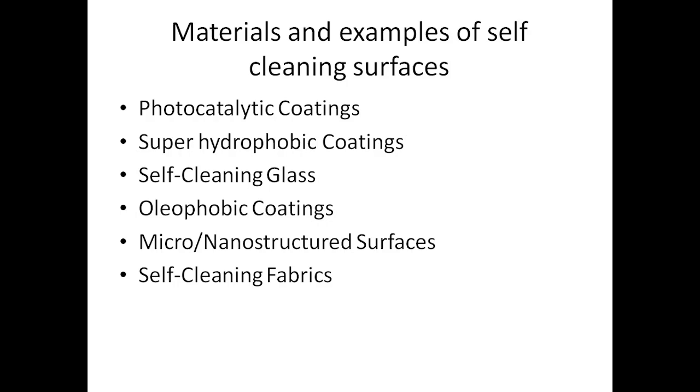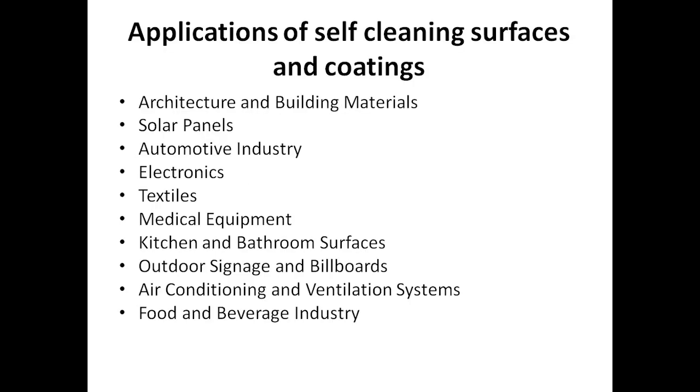Oleophobic coatings, wherever we don't want greasy substances, we can go for oleophobic. So micro or nanostructure surfaces give you the super hydrophobicity, and eventually self-cleaning fabrics. Applications: architecture and buildings, as discussed, and solar panels, very important nowadays. There is a lot of moisture sitting, a lot of dirt will be there, and because of that, light absorption will not be good. Next, automotive industry, electronics, textiles, medical equipment, kitchen and bathroom surfaces, outdoor signs and billboards, air conditioning and ventilation systems, food and beverage industry.